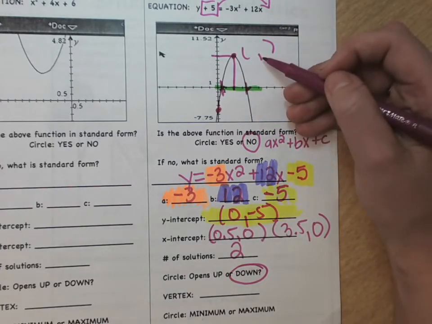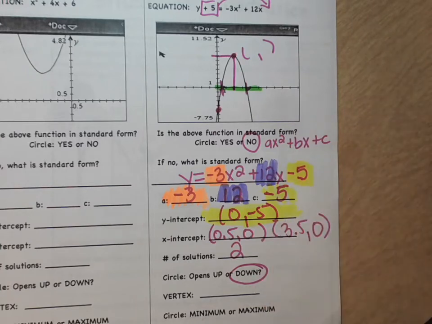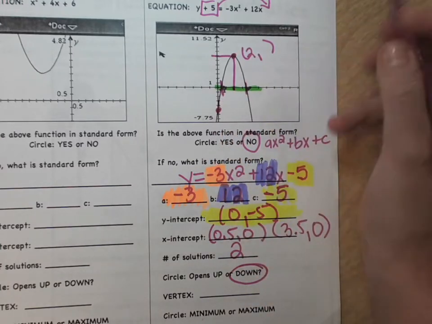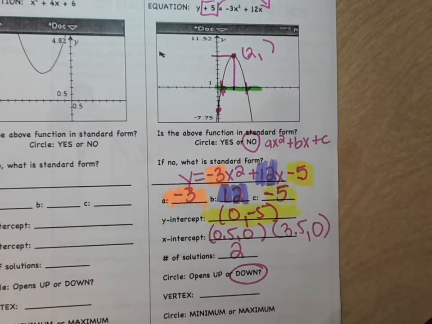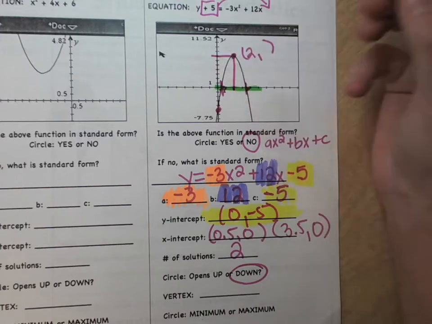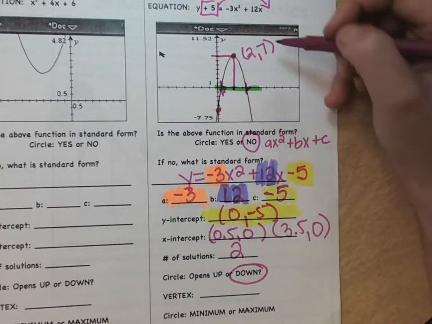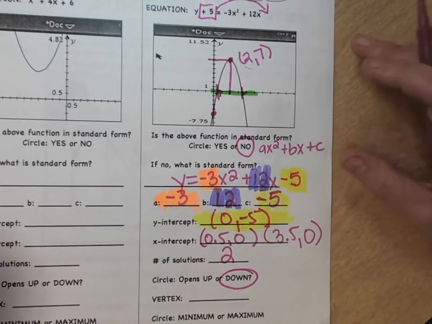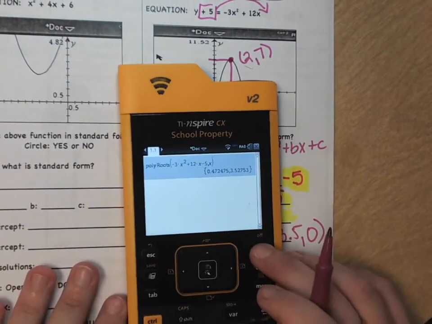You can also put it in your calculator, but let's count to check. So that's 1, 2, so my x is 2, because I counted 2 over. And then I count up, 1, 2, 3, 4, 5, 6, 7. So my x is 2, my y is 7. Let's put it in the calculator.